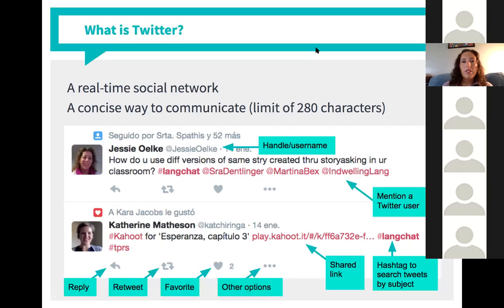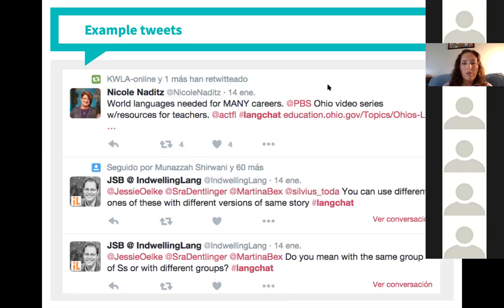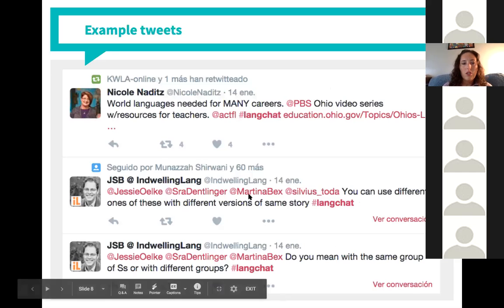I'm going to show you a couple other examples of what tweets look like. So you can have a conversation going between different groups.